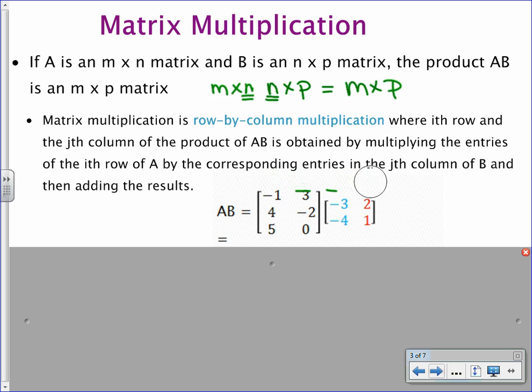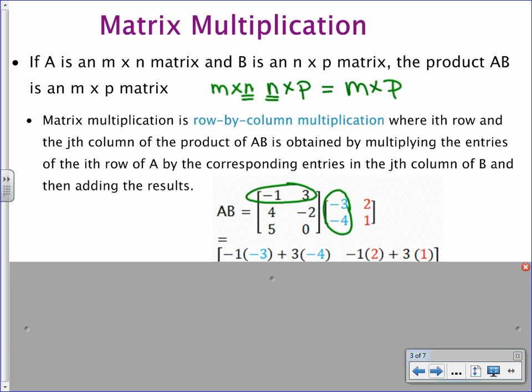So now we get to take each row times each column. So we're going to take the first row times the first column, and we're going to multiply -1 and -3 and 3 and -4. So what I want you to imagine doing is taking this row and lining them up with this column. And we're going to multiply those together. So we're going to take -1 times -3 and 3 times -4. And that is going to be one entry in our matrix.